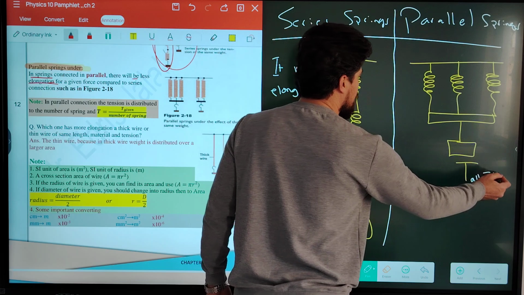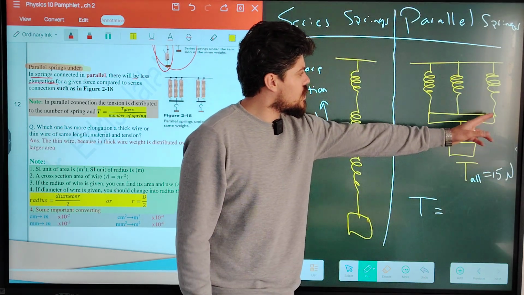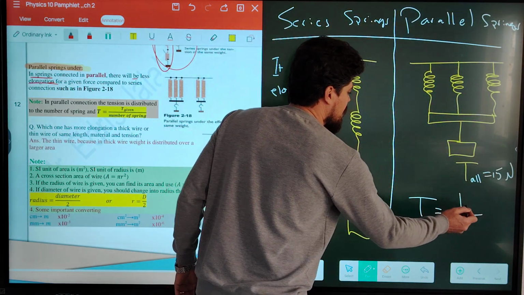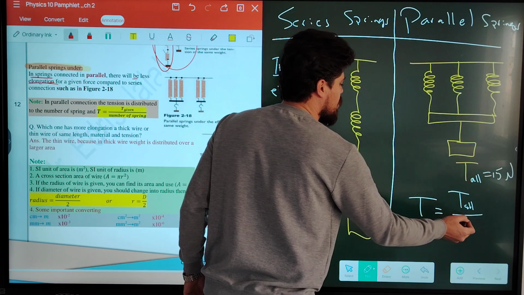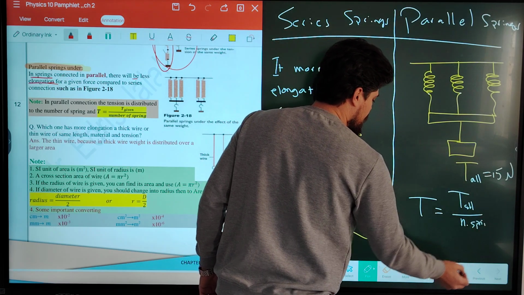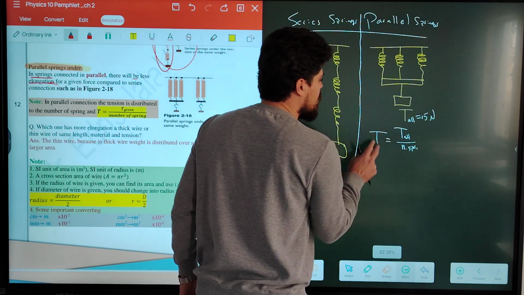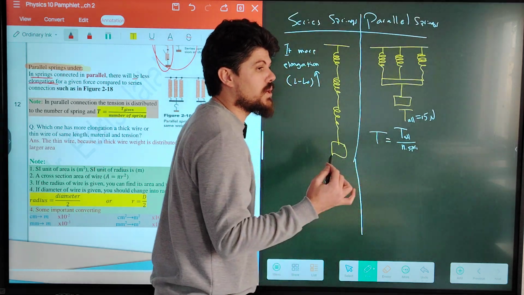For example, if the tension here is 15 Newton, guys, this 15 Newton is distributed over the 3 springs. To determine the amount of tension T for each of them, divide by the number of springs. How many springs do we have? 3, okay? Number of springs in parallel connection. Only in parallel connection, you have to divide the given tension by the number of springs.